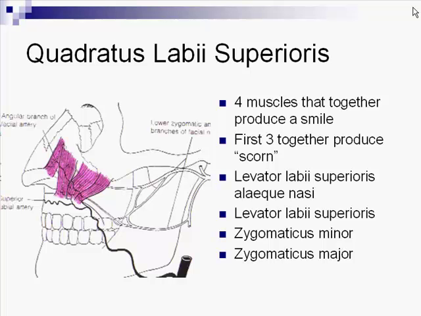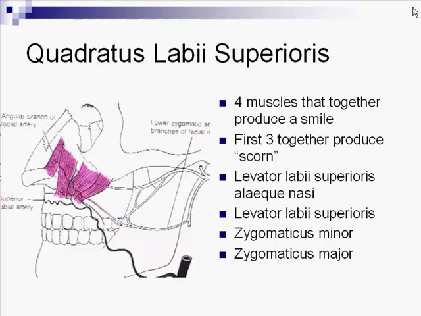If we look at the levator labii superioris, the origin is the maxilla. The insertion is the upper lip. The action is it raises the upper lip. The expression would be scorn.